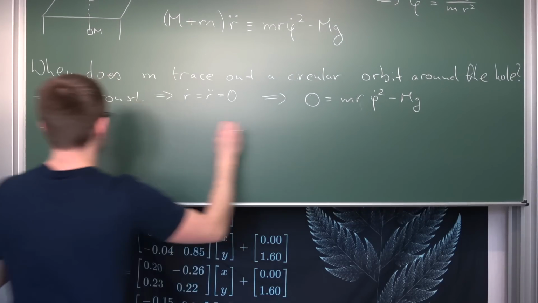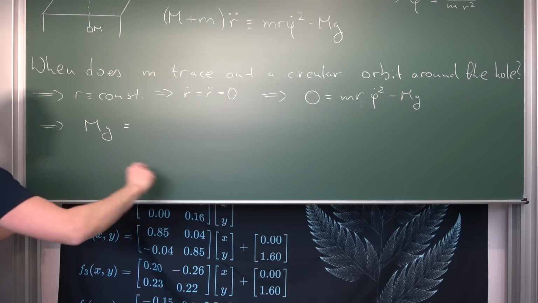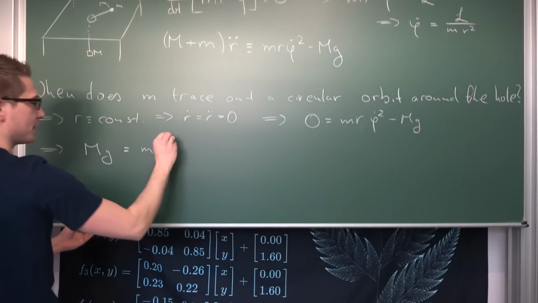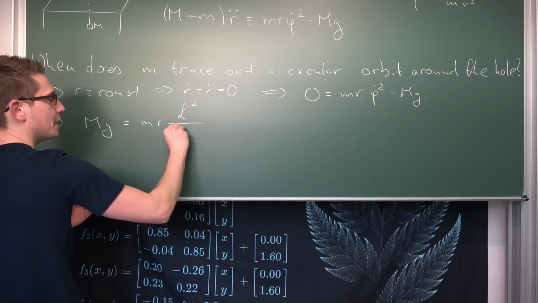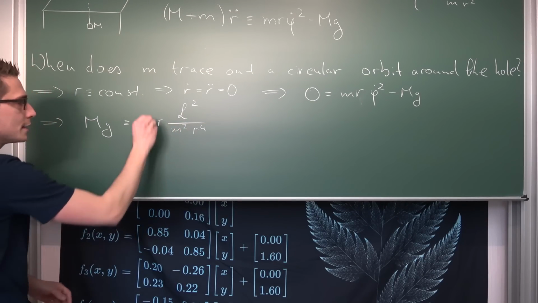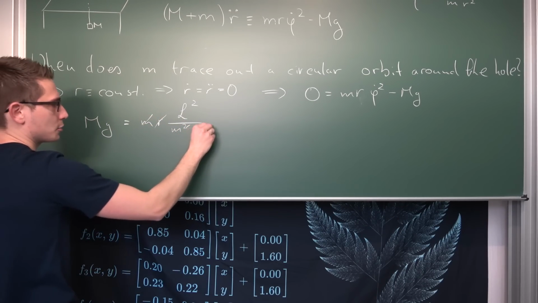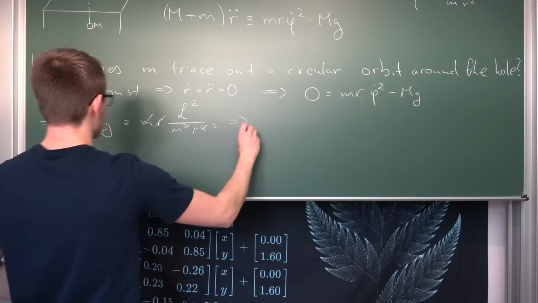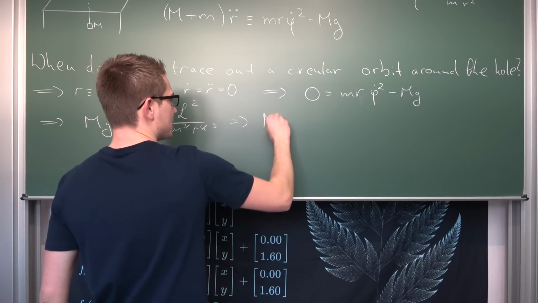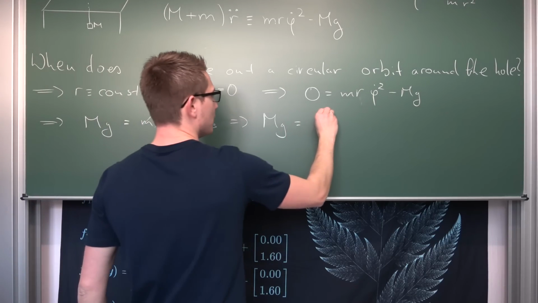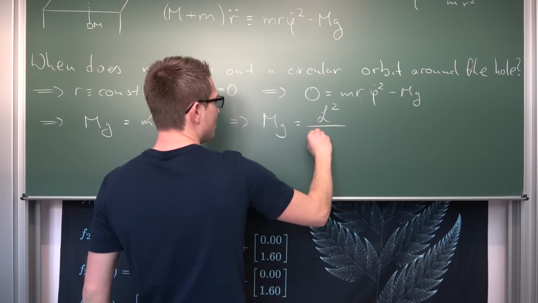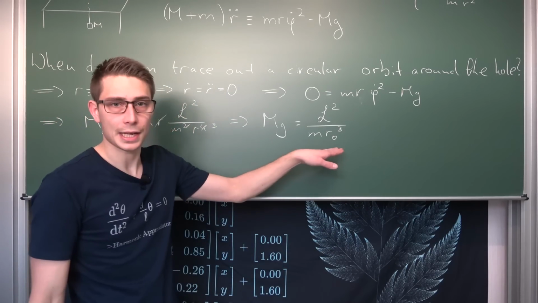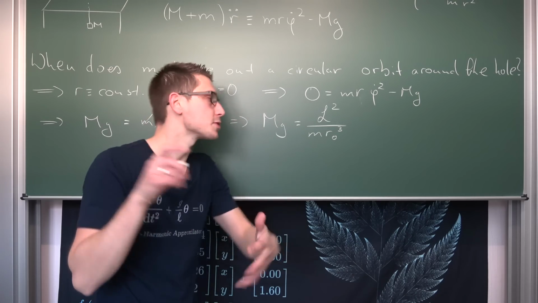Meaning, if we bring m times g to the other side, m g is hence nothing but m times r phi dot squared, which by our new definition is L squared divided by m squared r to the 4th power. So m and m squared are going to cancel out, r and r to the 4th power are going to cancel out. Meaning overall, and now we are going to give it the new name r naught, namely capital M times g is hence nothing but L squared divided by m r naught to the 3rd power. And well, now we can proceed with finding out what the radius is for us to have a stable circular orbit.